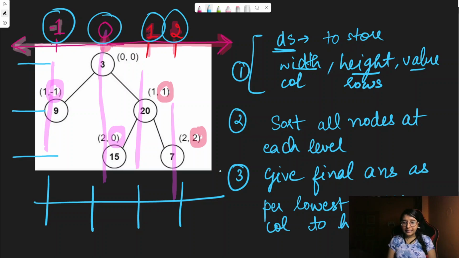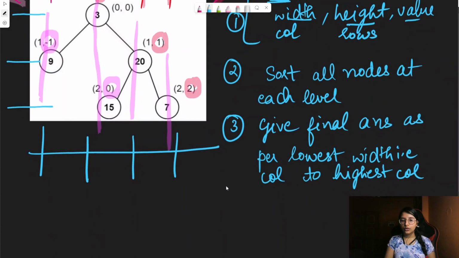So in all these contexts, you can also clearly see, one minute, this I can't write. So here, in all these contexts, first we are required to sort all nodes at each level, right? And give the final answer as per the lowest width, that is column to highest column. So this is the thing which we will be doing here.